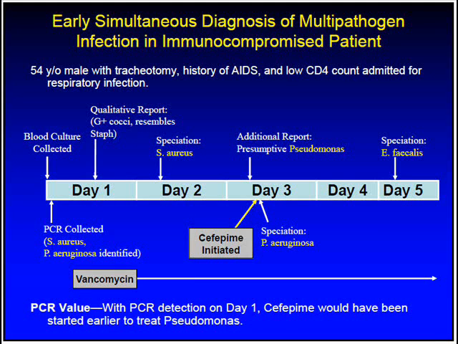I now would like to present a couple of cases to illustrate the potential clinical utility of multiplex nucleic acid testing to enhance detection of bacteremia and fungemia and the impact of early detection on patient treatment. This case illustrates early simultaneous diagnosis of multiple pathogen infection.